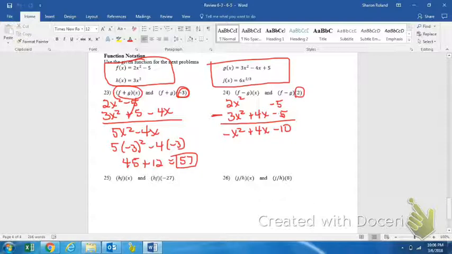And now we're going to plug a 2 in for every x. So that's negative 2 squared plus 4 times 2 minus 10. It's negative 4 plus 8 minus 10. That would be 4 minus 10, which is negative 6.